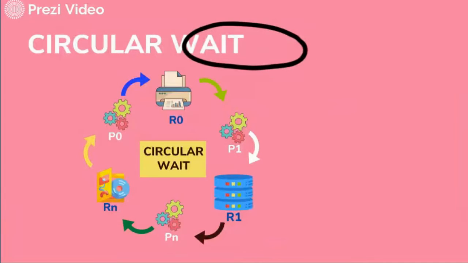And circular wait means that here we are seeing there are n number of processes and n number of resources. So process P1 is requesting a resource and Pn is allocated that resource, and the same way P0 is requesting resource R0, which is allocated to P1. So which creates a circular request.